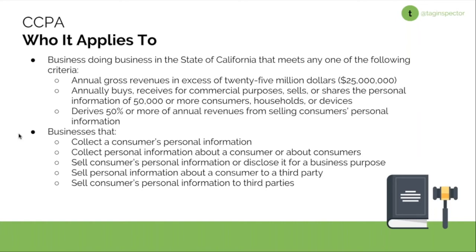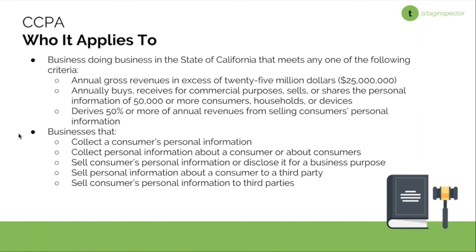The third requirement here is if you derive 50% or more of your annual revenue from the selling of consumers' personal information. A big key here is publishers. Publishers are just naturally, as long as it's an ad-based model, going to be selling your consumers' personal information, because you are identifying those users or even just characteristics about those users, and then you're selling those audiences in order to make money. That's your entire revenue model. So most publishers are going to be caught in this as well. So as long as you meet one of those three criteria, the CCPA applies to you.